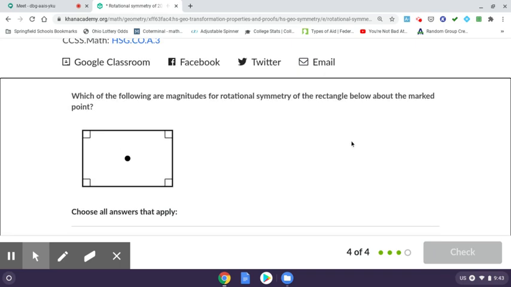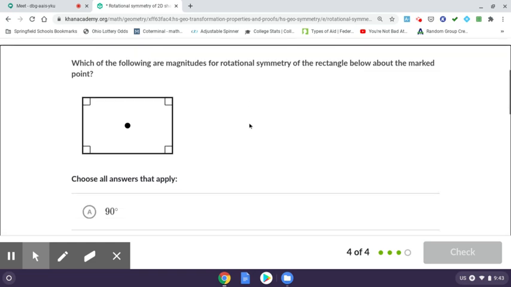Next one, we have ourselves a rectangle. So with the rectangle, every time a longer side gets up top, I know that it looks like the pre-image. So this side, when it takes the place up top, that would be once, and then twice would get us back to the original. So this order's 2, magnitude 180. So my answers have to be 180 or any multiple of 180.